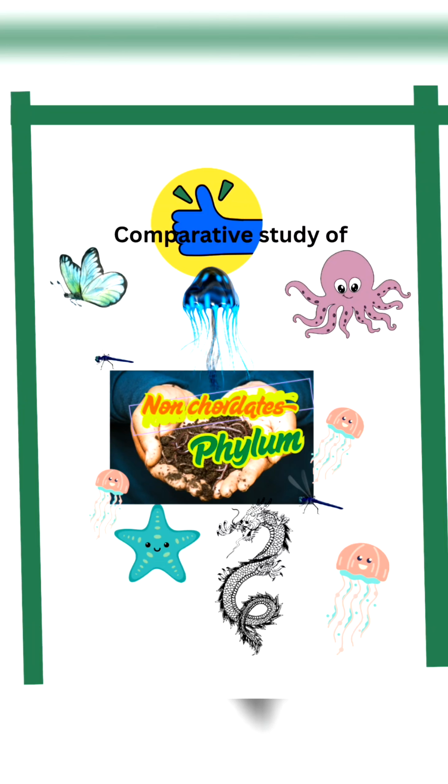So in this video, let us go into a very important concept which will be very useful for you, where I'm going to give you short notes and some tricks to remember all the characteristic features of the non-chordate phyla, which include Porifera, Coelenterata, Ctenophora, Platyhelminthes, Aschelminthes, Annelida, Arthropoda, Mollusca, Echinodermata, and Hemichordata. I'm going to discuss all these phyla with a comparative study.